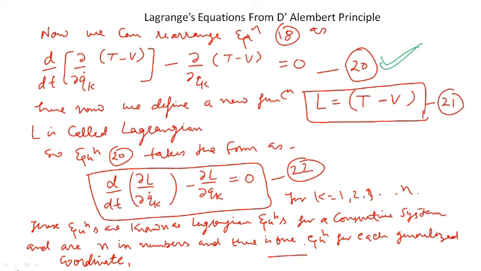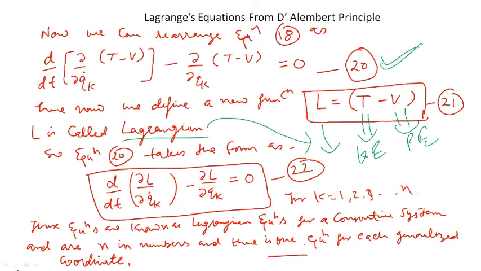Now we introduce a new function that is called the Lagrangian function, and it is denoted by capital L and is equal to T minus V. Here T is kinetic energy, V is potential energy, and L is the Lagrangian. So your equation 20 takes the form d over dt del L over del qk dot minus del L over del qk equal to 0. Here k can be 1, 2, 3 up to n. It will depend upon the number of the generalized coordinates.